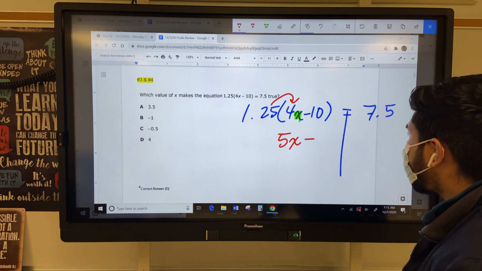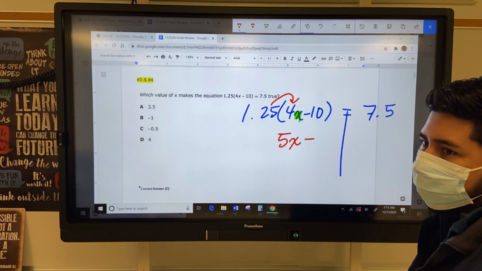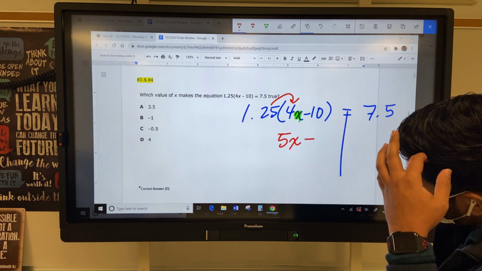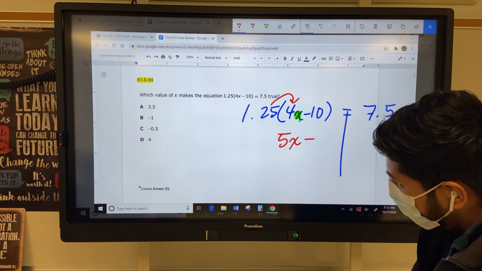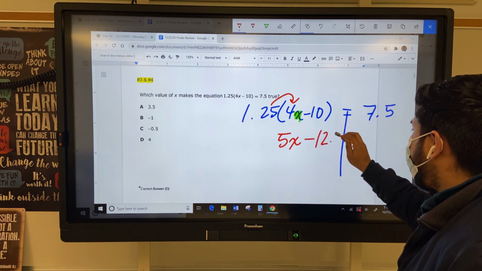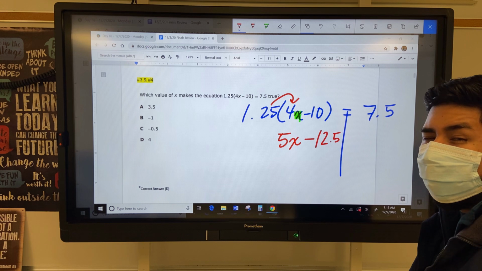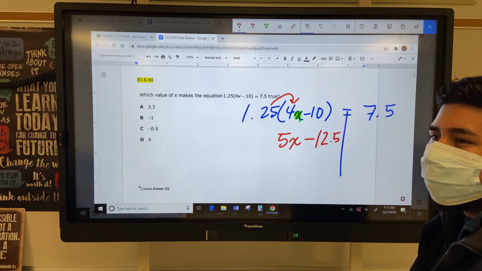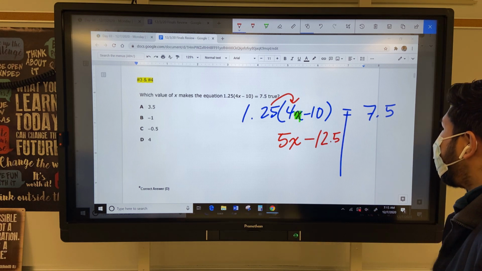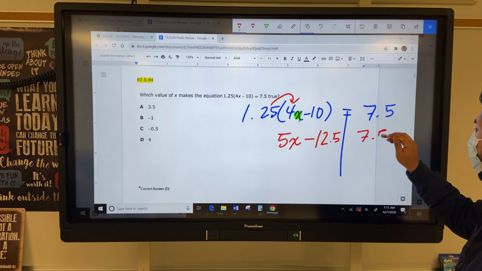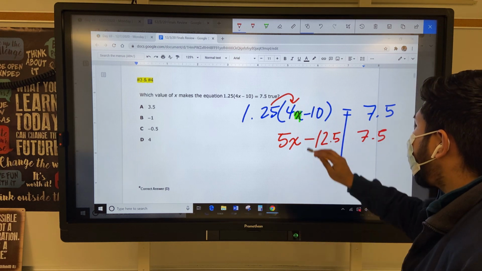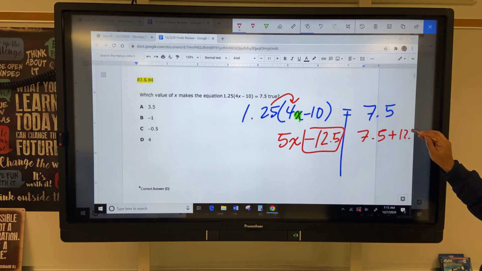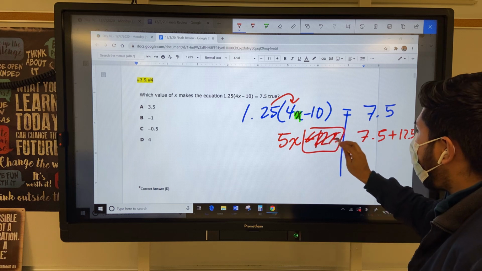I think it's 10.4. Shoot, brain fart. Oh, 12.5. Right? I hope. 12.5. Wish somebody was in here to tell me. I think so. 12.5. Bring down the 7.5. X needs to be by itself, so I have to move this guy. Moving him over turns into plus 12.5. Cross them out.